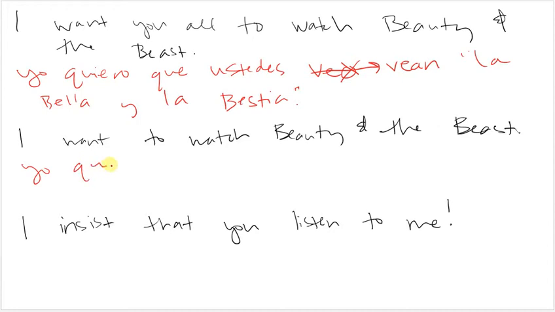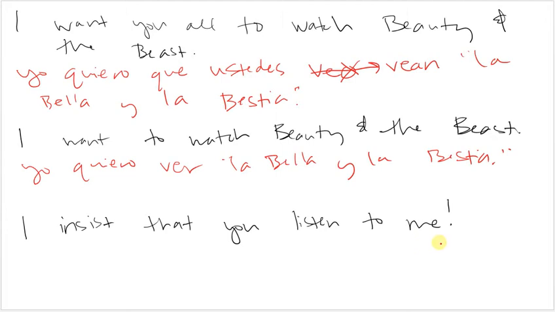Yo quiero. This would not be a subjunctive trigger because I don't have two subjects and two verbs. I have to watch, which is always the infinitive. So you're not going to use a subjunctive here. So yo quiero ver la bella y la bestia. So just remember, you need to have two subjects, two verbs in order to use a subjunctive. Yo quiero ver la bella y la bestia. I want to watch it.